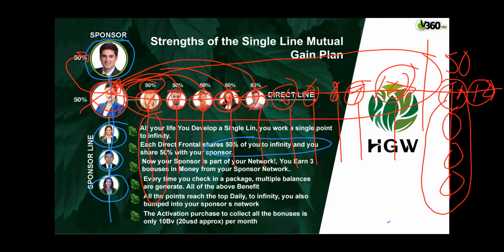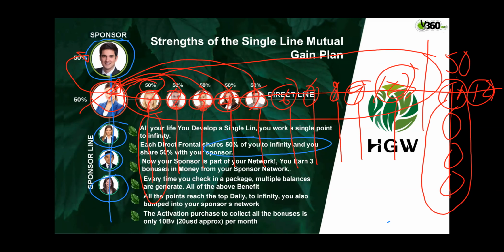From the 11, 12, 13, etc., you only receive the 50%, not sharing with your sponsor. This is for the first 10 levels only. Okay, so these are the basic principles.